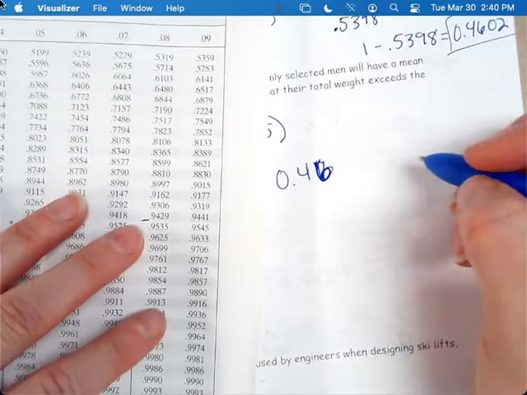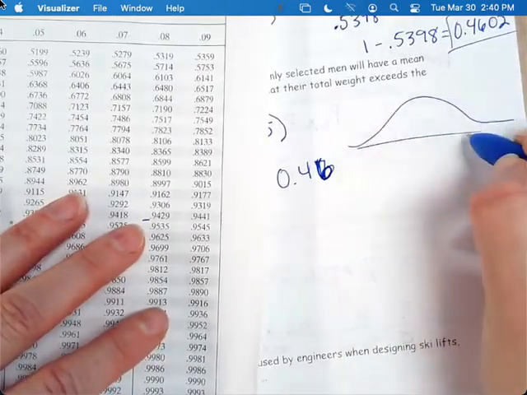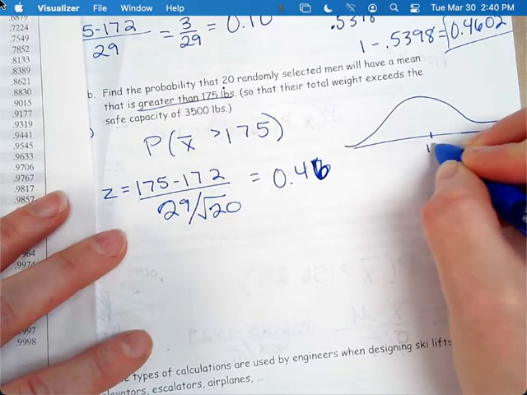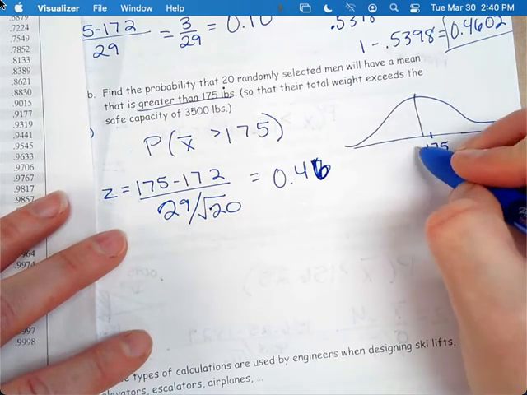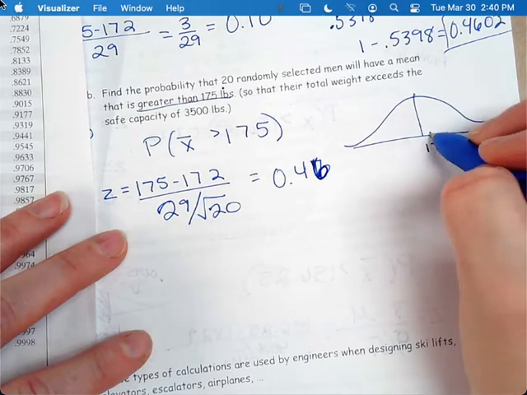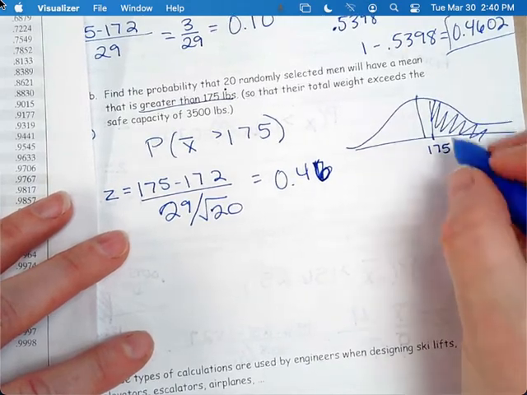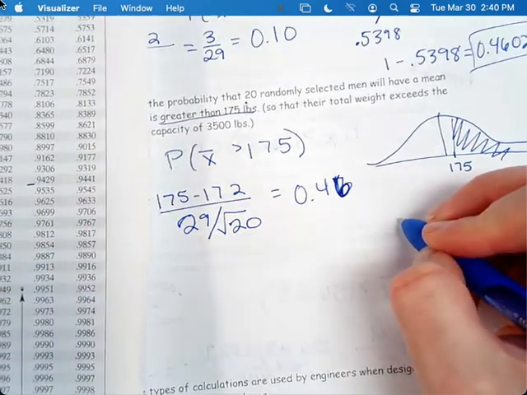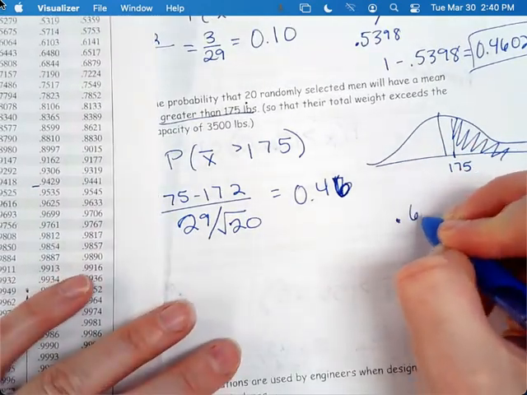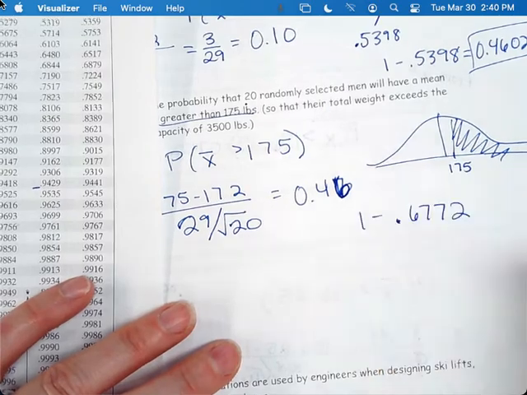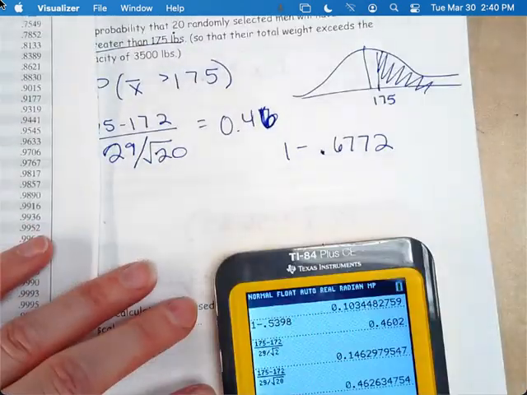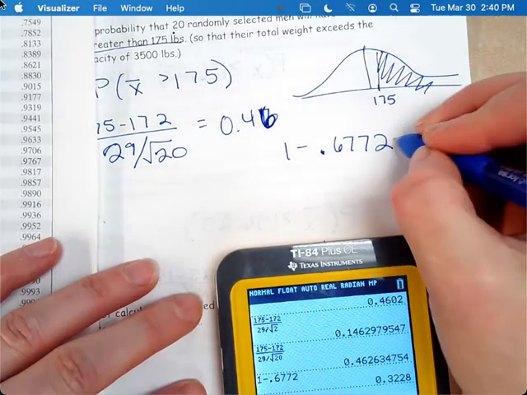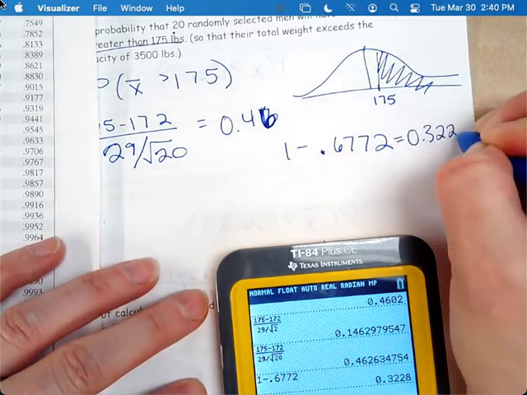Okay, so then that probability is of our random sample. So we're doing the area to the right. We want to find the area to the left. So the area to the left is 0.6772. To find the area to the right, we would subtract them. 1 minus 0.6772, 0.3228.